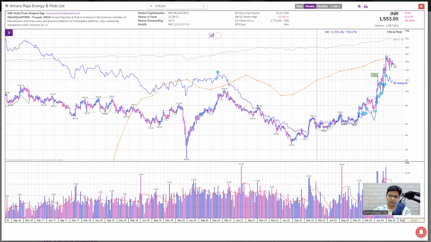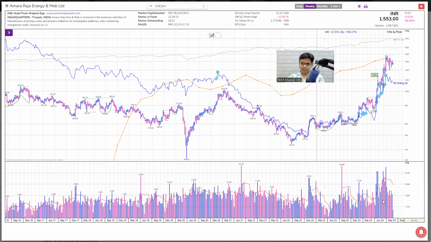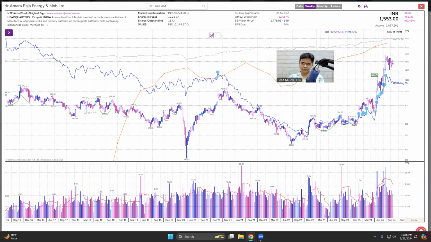As we know, it says 13% to pivot. If this is the line which is the buy point, it would take a 13% move for the stock to break that line on very high volume. And look at this volume action, very high volume here on the weekly chart. The weekly chart represents the true institutional volume. That is probably the reason why the stock has an accumulation distribution rating of A.